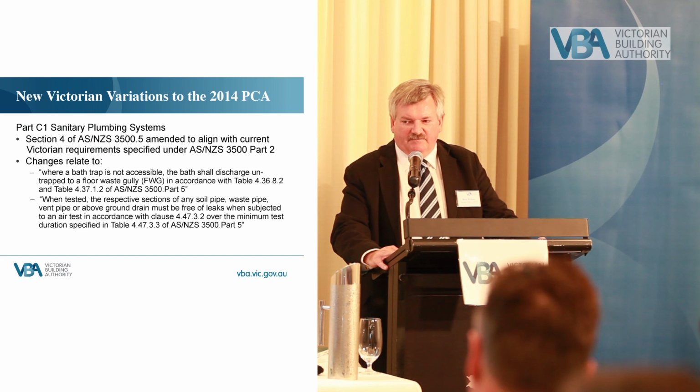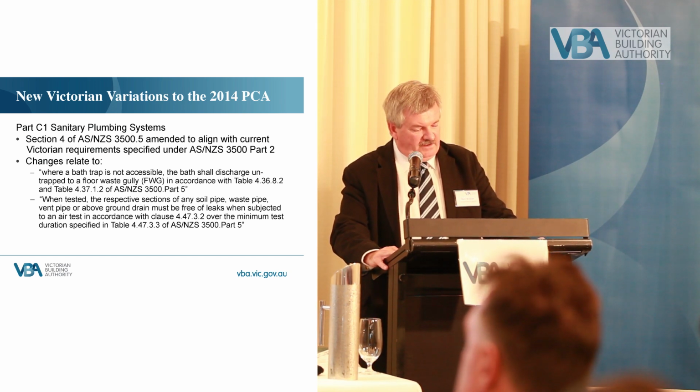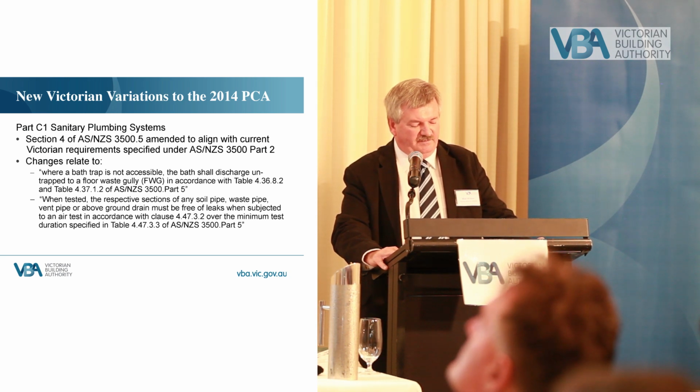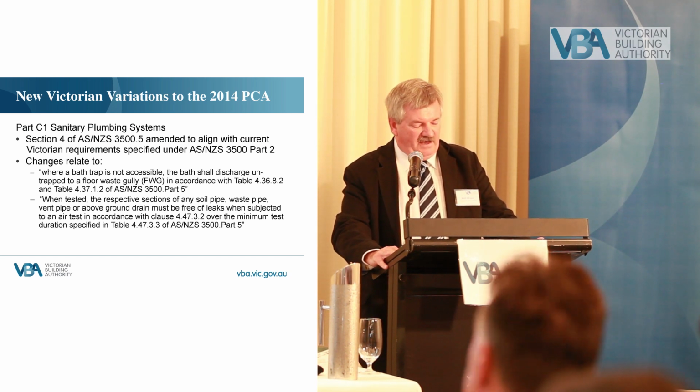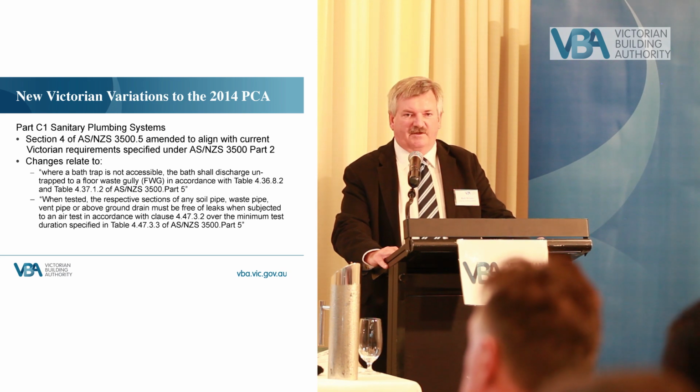Victoria already has a number of variations and additions to Part 2 of ASNZS 3500, which are not new, and these are detailed in the appendix of the PCA. These changes ensure that Section 4 of AS 3500 Part 5 is consistent with Part 2 of AS 3500. Bath traps that are not accessible have a Victorian variation excluding the requirement to discharge untrapped to a floor-laced gully as is required in some other jurisdictions.